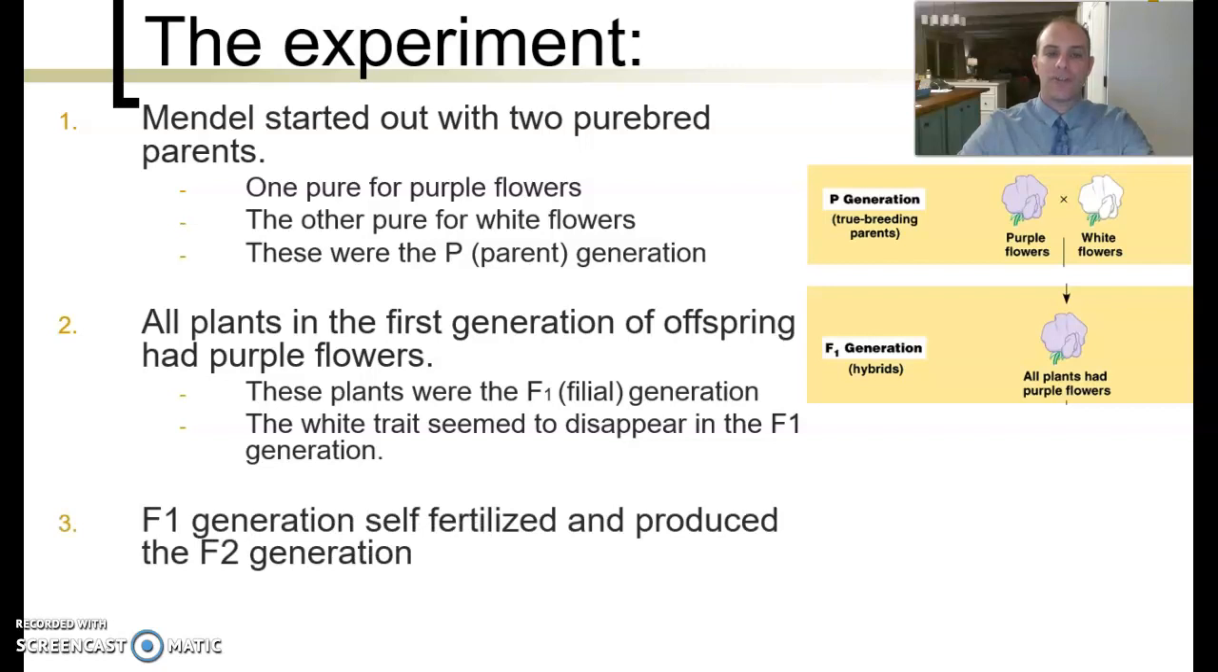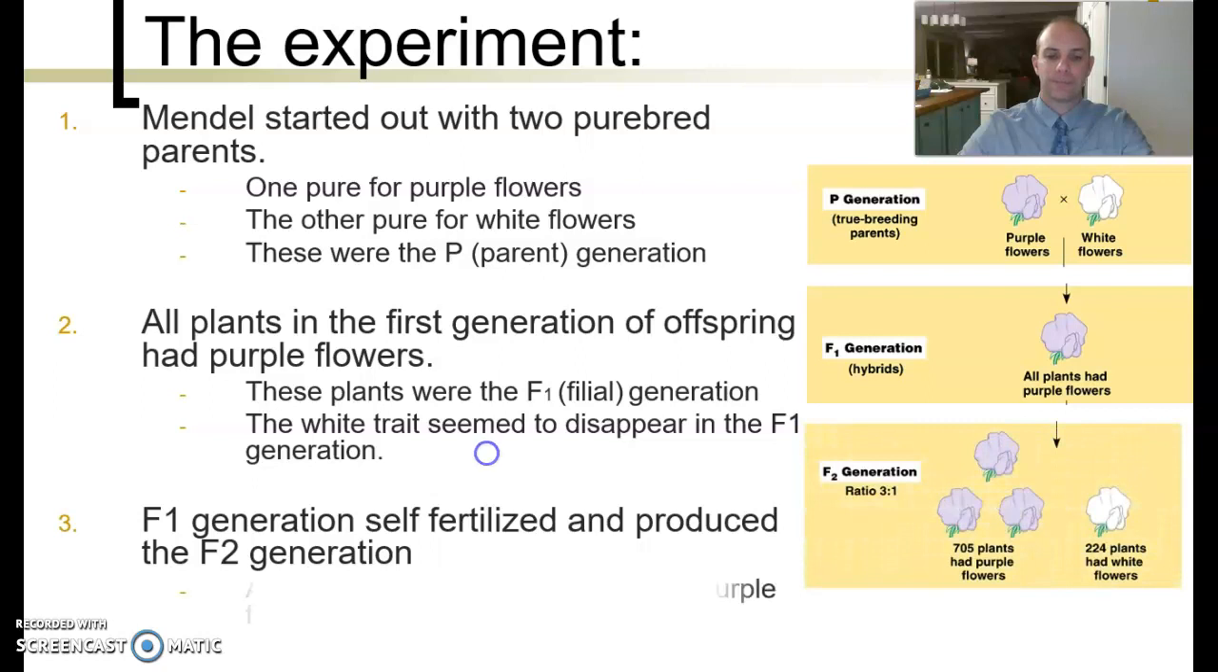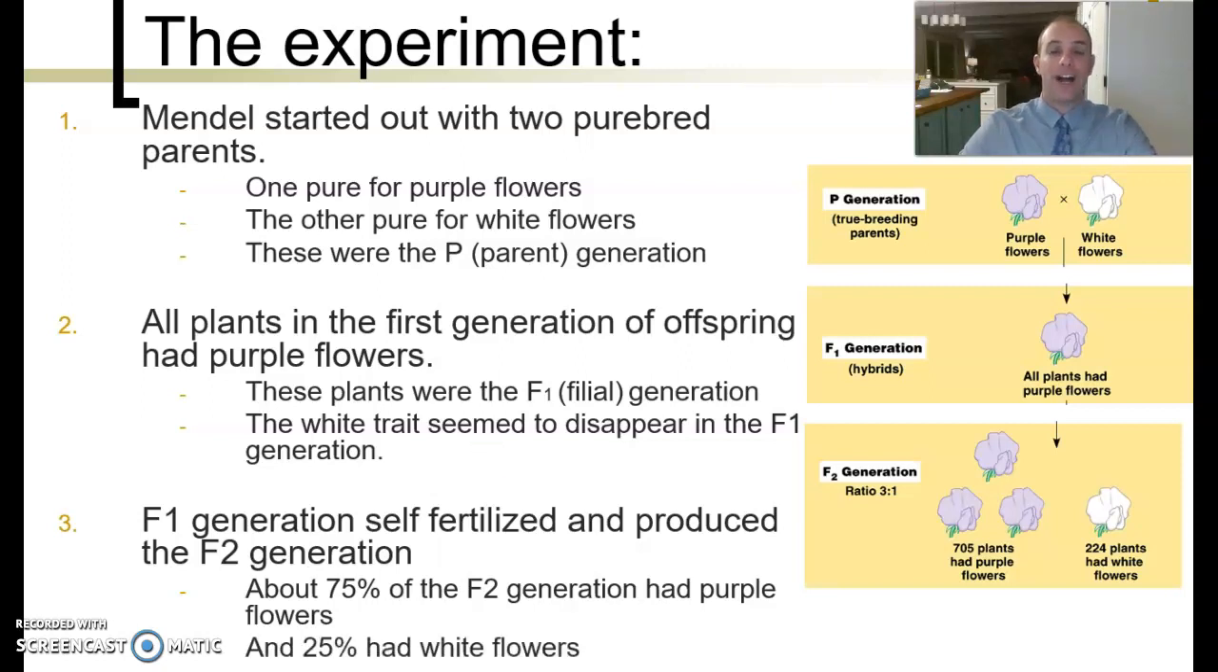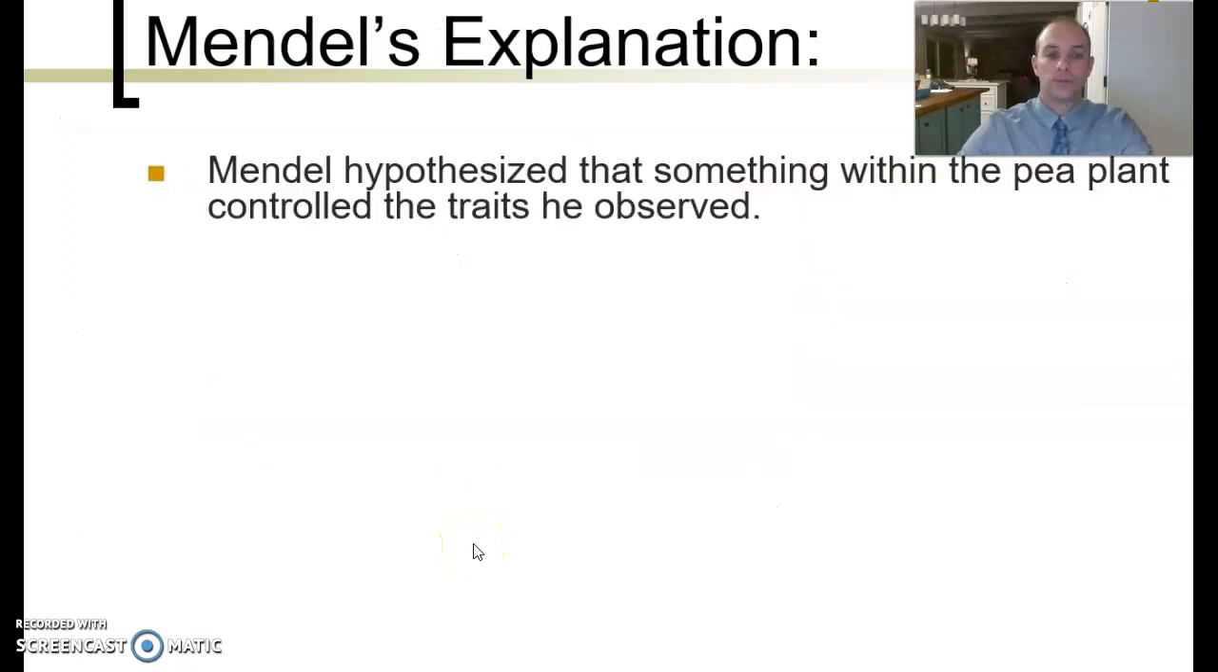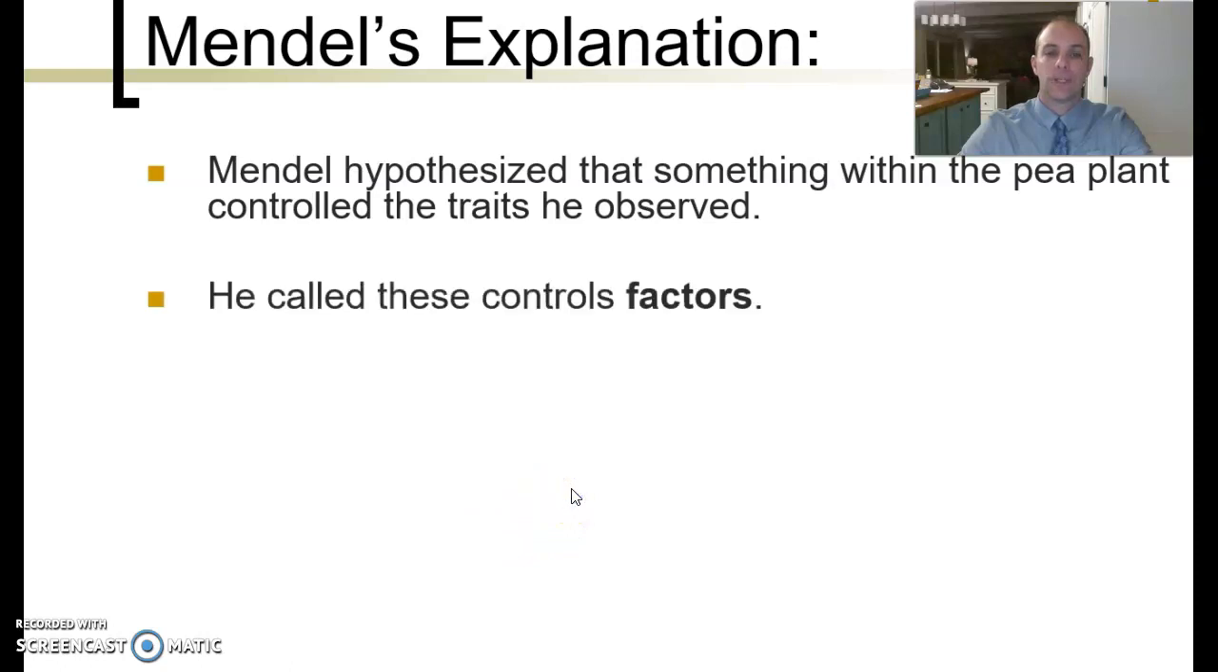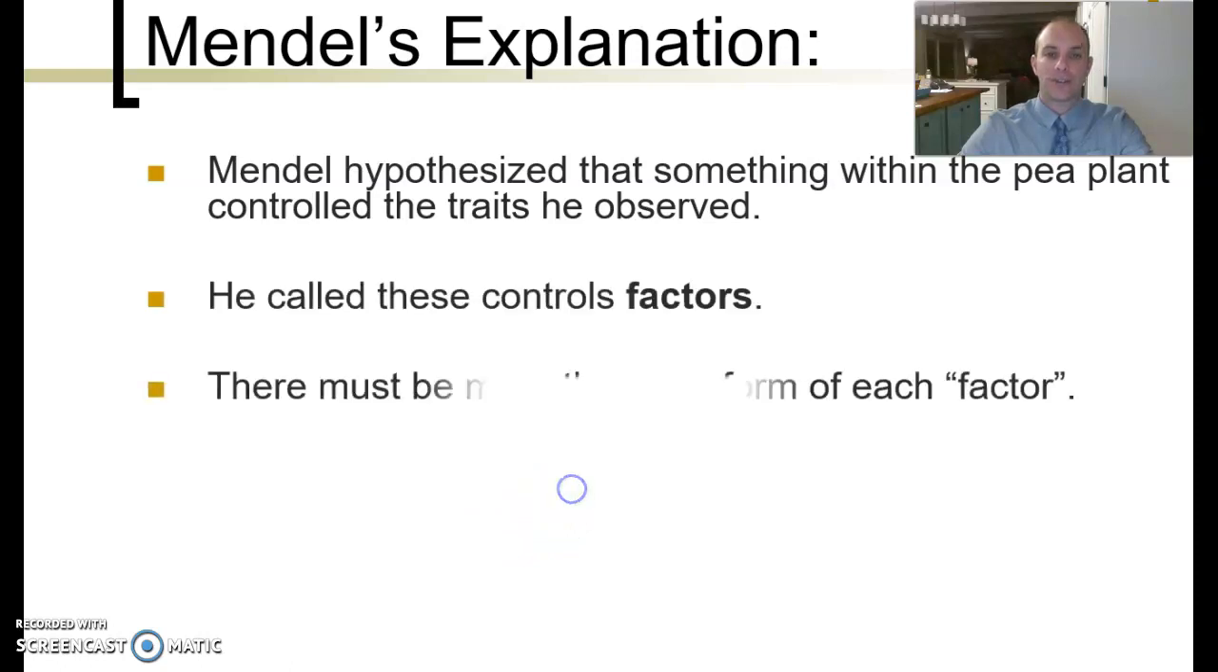The F1 generation self-fertilized and produced the F2 generation. About 75% of the F2 generation had purple, and 25% had white. Where'd it come from? So, Mendel hypothesized that something within the pea plant controlled the traits he observed. He called these controls factors.